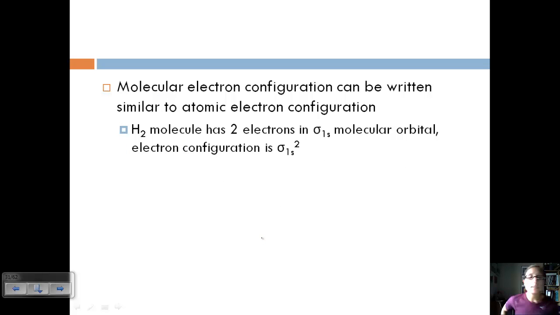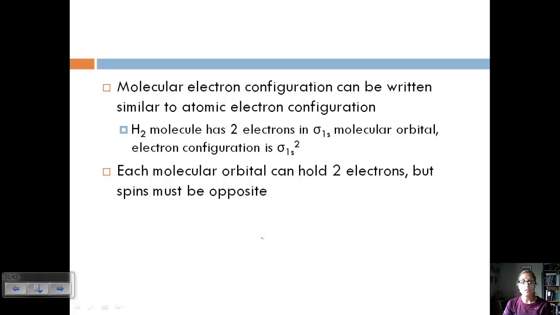So we can also write molecular electron configuration from this model, and it's similar to atomic electron configuration. So the H2 molecule has 2 electrons. They're both in the sigma 1s molecular orbital, and so we would say that the electron configuration is sigma 1s, and then the 2, kind of like how we say 1s2. Well, now we've got the molecular orbital, so it's sigma 1s2.